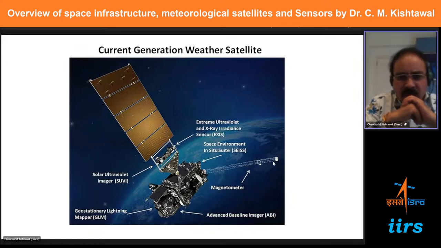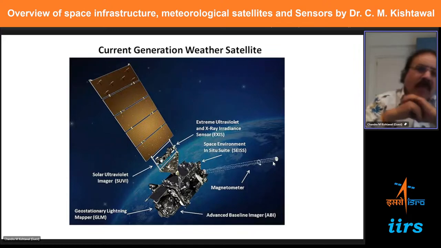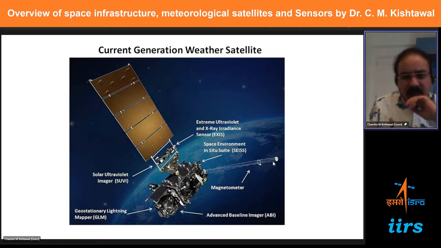So this is a very advanced kind of system, which is now operational over the Atlantic region, where basically it is a US satellite. Similarly, a Japanese satellite, Himawari, has similar characteristics. They also have a similar suite of instruments. And India will also have this kind of weather satellite probably by 2025.